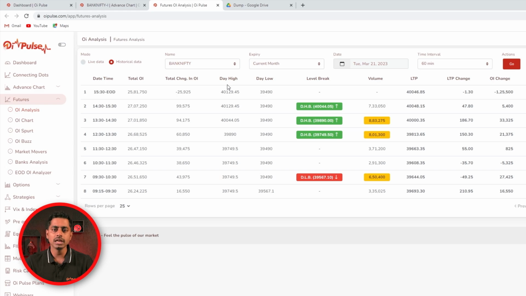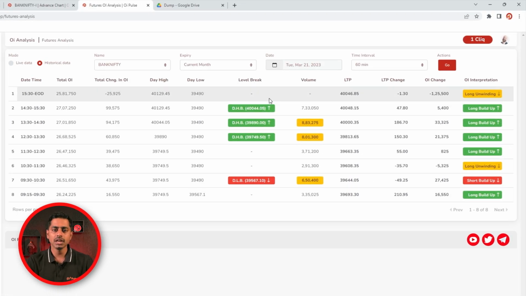And day's high and day's low. This is the futures day's high and day's low we have mentioned here. This is the level break. Here we have given day's high level break and day's low level break with a graphical representation, so that you can easily understand what has happened. So whenever you have a green indication on the background, the day's high has been taken out. Whenever you have a red indication, it means the day's low has been taken out.